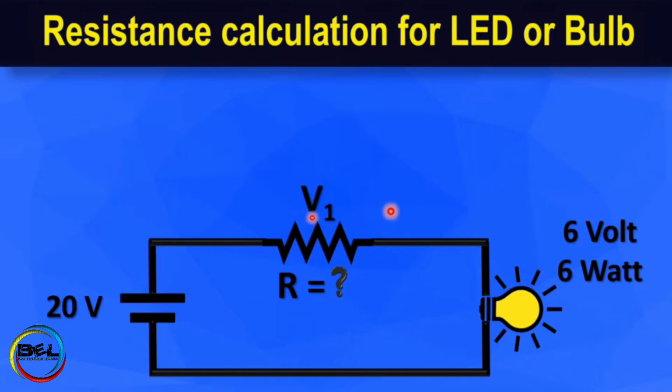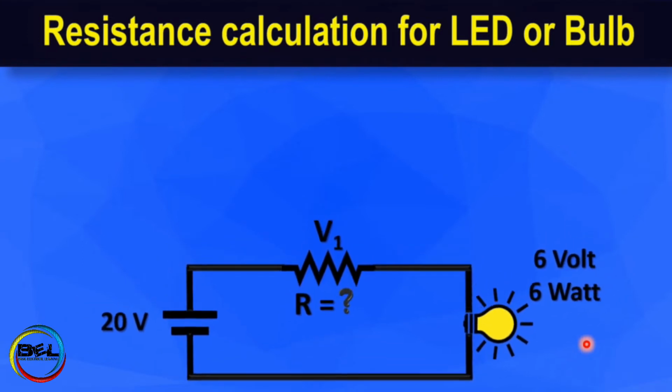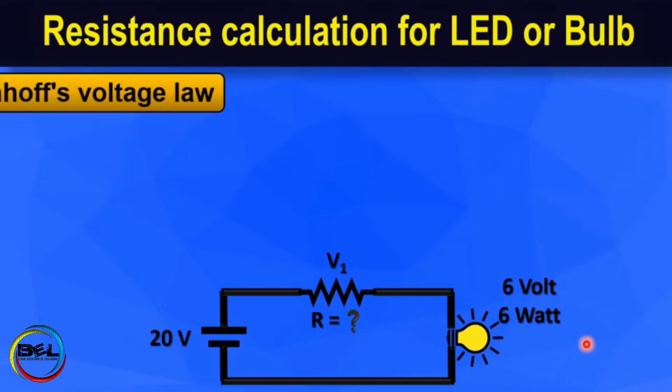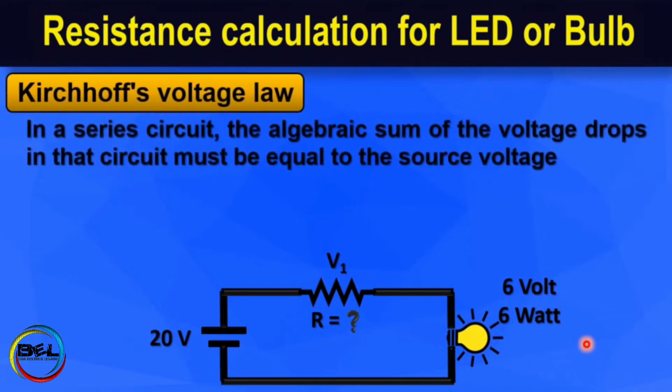So there are three types of voltage. One is the supply source voltage. The second is the voltage drop across that resistor, and there is another voltage which is going to be dropped by the load, that is 6 volt. So here we will apply Kirchhoff's voltage law. As we know, Kirchhoff's voltage law says that in a series circuit the algebraic sum of all the voltage drops in the circuit must be equal to the source voltage.